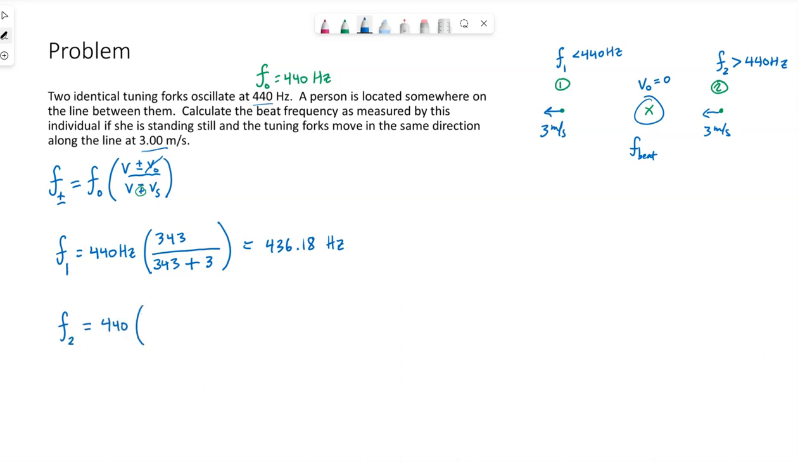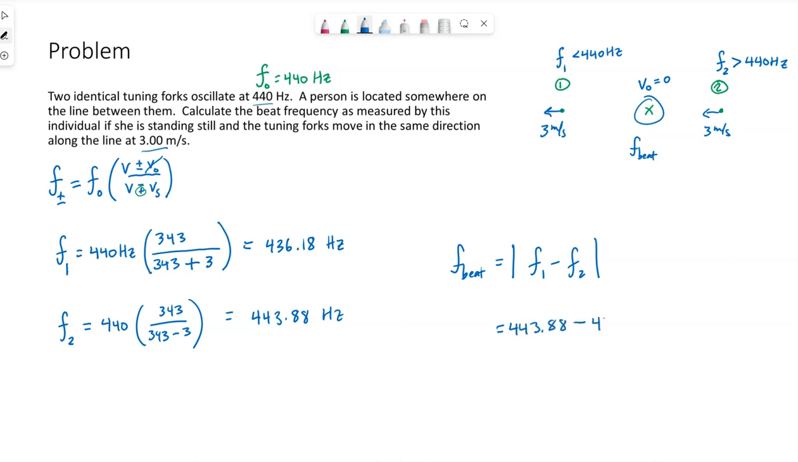The one that walks towards, the only difference is that we'll subtract that 3. .88 hertz. So the beat frequency is the difference, the absolute value of the difference between those two. So I'm going to just take the bigger one minus the smaller one, so I go ahead and get that positive number.